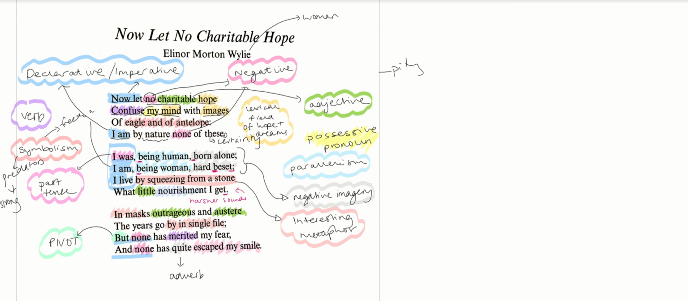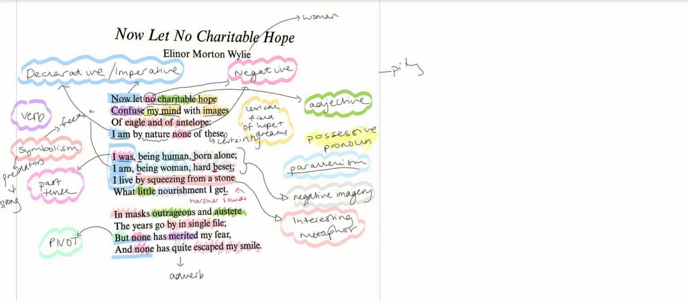And then we move to the second stanza. I was, being human, born alone. I am, being woman, hard beset. Okay, so we have these lines here mirroring each other. That's an example of parallelism. And the first line begins in the past tense. I was, being human, born alone. Okay, so we have that negative image there of a human being born alone.